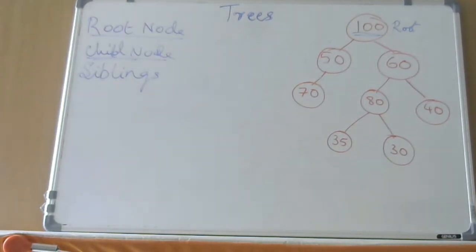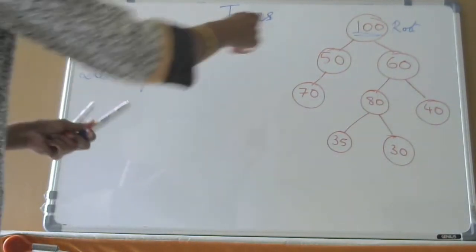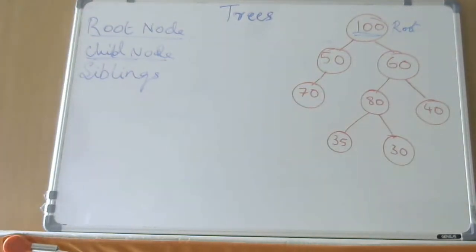So the same meaning will hold here also. Two or more nodes having the same parent are called siblings. For example, if you observe 50 and 60 here, both the nodes 50 and 60 have the common parent 100. So 50 and 60 are called siblings.